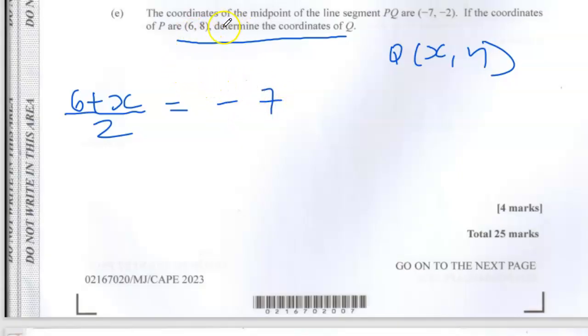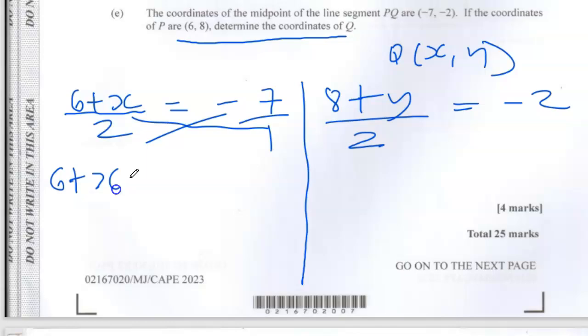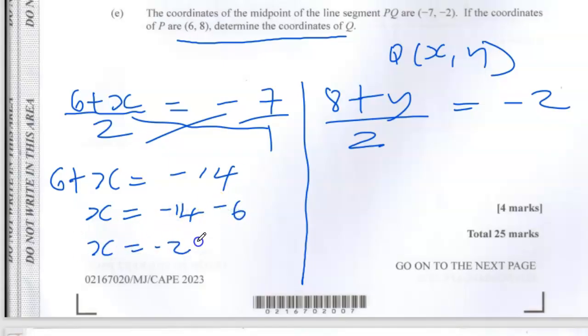And then for the y, the y coordinate for P is 8, and the y coordinate for Q, I'm calling it y. If I average those, divide by 2, I should get the midpoint, which is negative 2. So I can just cross multiply. 1 times 6 plus x, that's 6 plus x. 2 times minus 7, that's minus 14. If I group all the constants on the right hand side, that's minus 14, minus 6. So the x is negative 20. And here, do the same cross multiply.